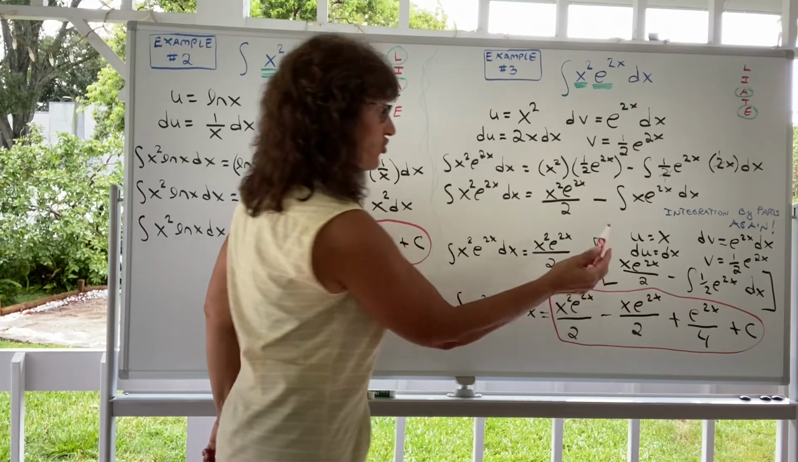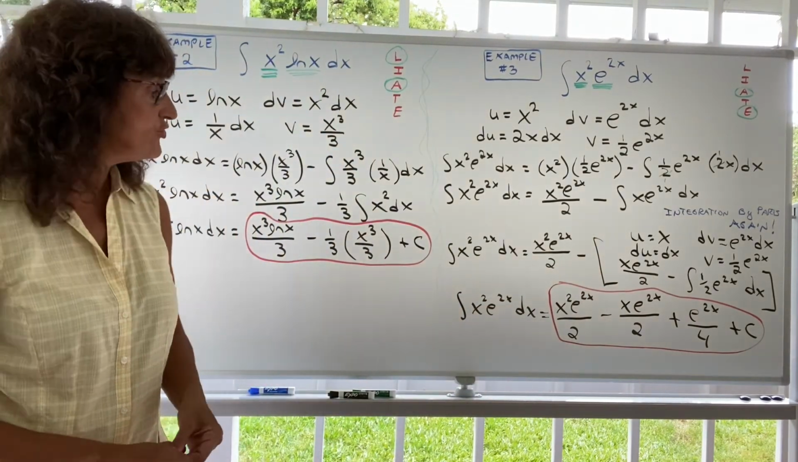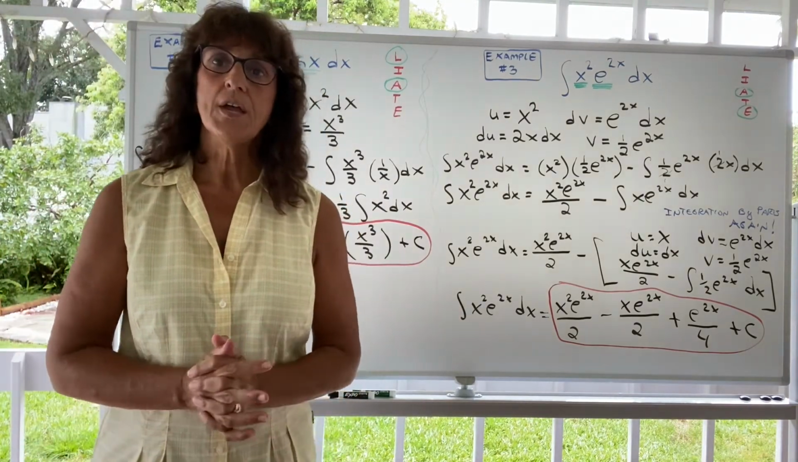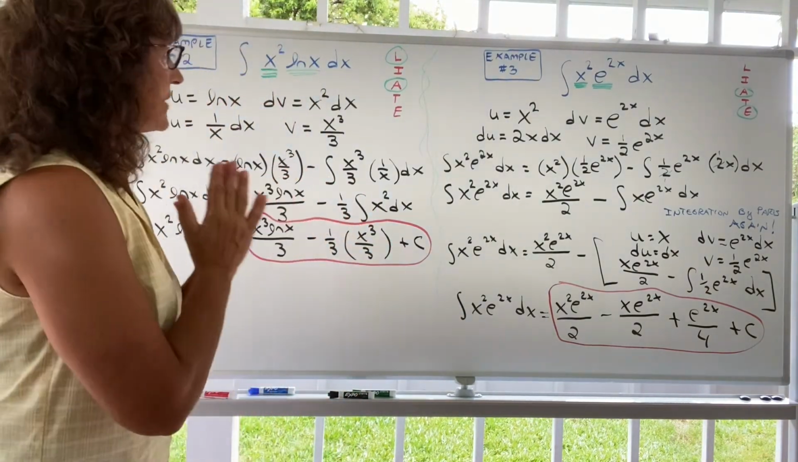So example number 3, integration by parts twice. Integration by parts twice here, and these are the terms you generate when you work through this example. So this is integration by parts.